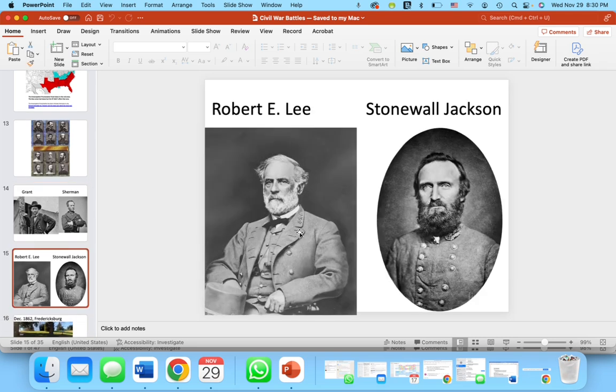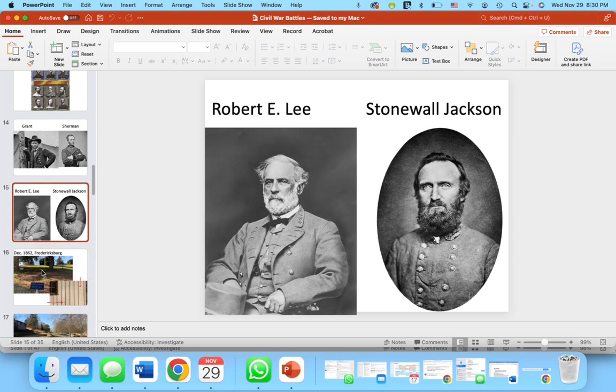Here you see Robert E. Lee, this Virginia aristocrat. Lincoln offered him command in the Northern Army. He said, no, I've got to side with Virginia. That's my home. That's my state. So he led the Southern Army, and his number 2 was that strange, eccentric college professor, Stonewall Jackson.